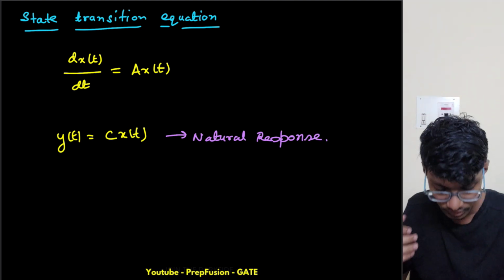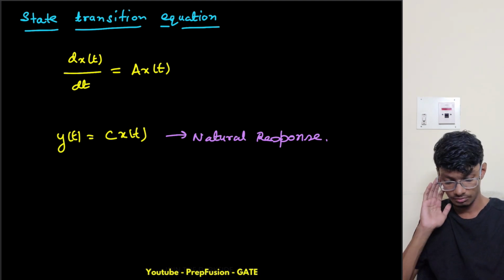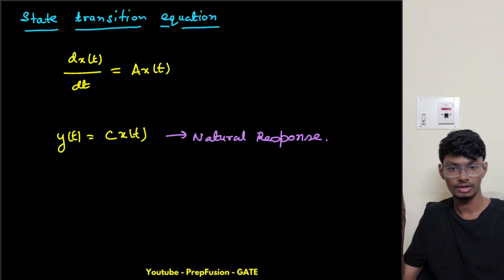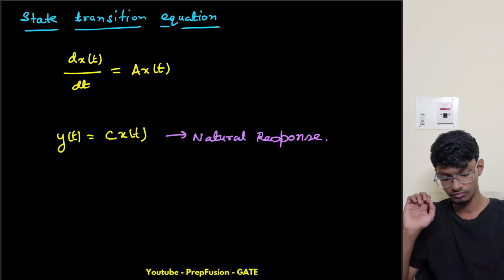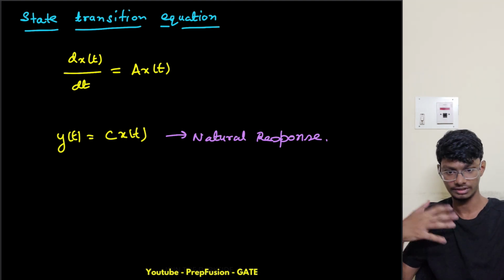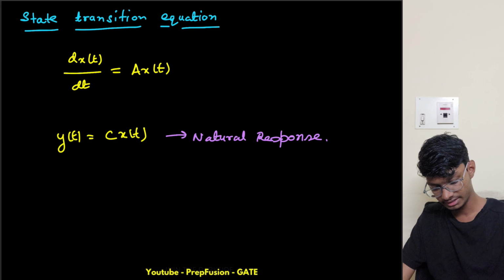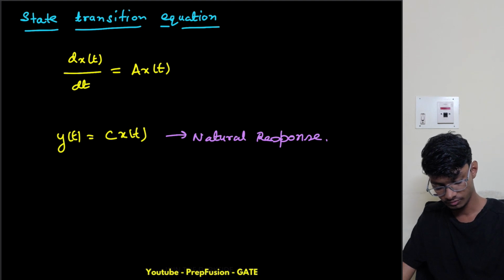So what we can do is simply solve using Laplace. Why? Because our system is linear, that's why we can simply solve with the help of Laplace. We can take the Laplace transform. So if I take the Laplace transform of this state equation, what will I get?